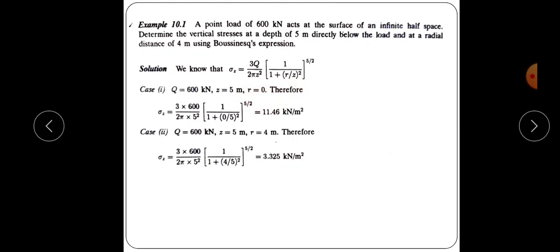and in case 2 the radial distance is 4 meter, so other values are the same, so it's the same problem. So r is equal to 4 meter, and substituting these values we will get vertical stress as 3.325 kilonewton per meter square.